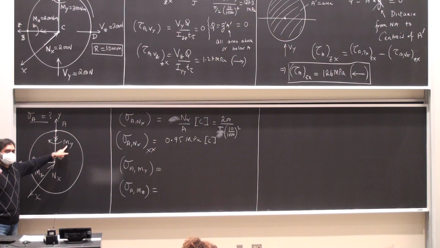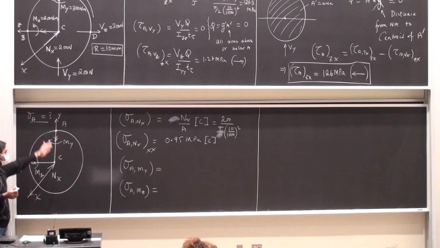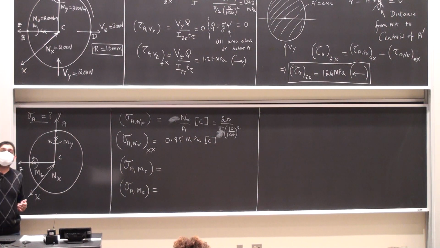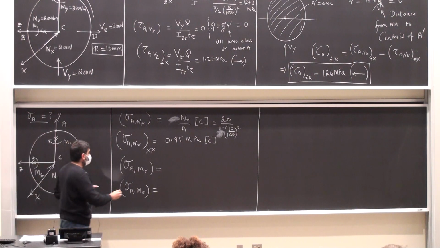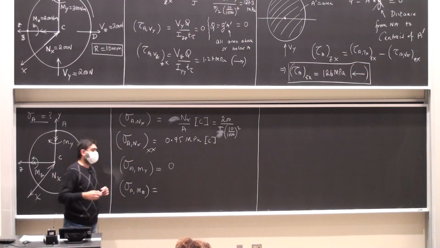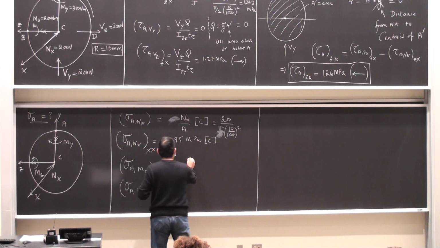This is something that we have been speaking about quite a while. If you have a point on the bending axis, which is a neutral axis for this bending moment, then I don't have any bending stresses at that point. Okay? So this is automatically 0, because point A is on the axis of bending.